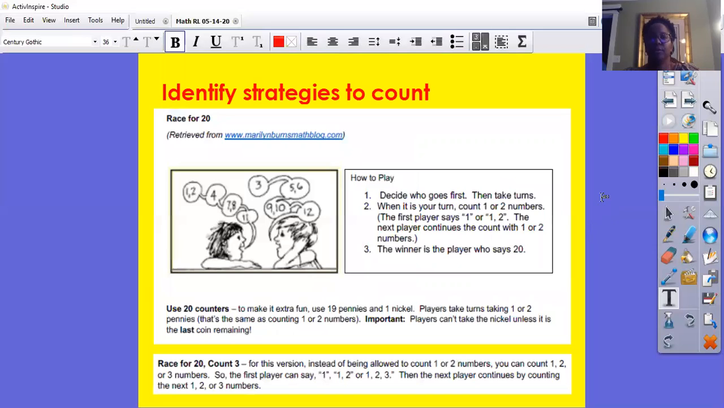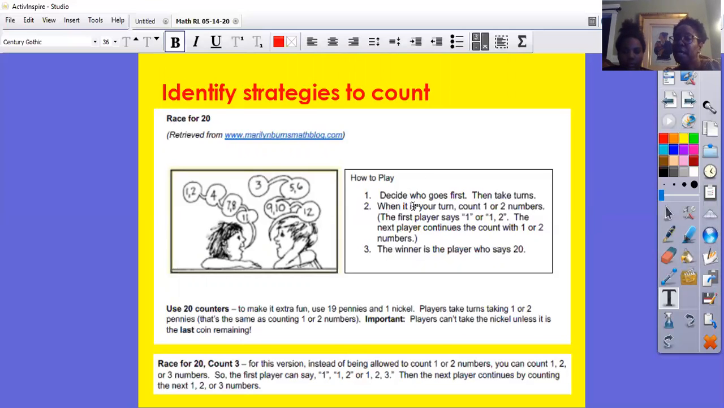Let's move on over. Identify strategies to count. We have our Race for 20 game, and what you have to do is you need a partner. So I'm going to grab my daughter here to help us with this. Come on over, Trinity.